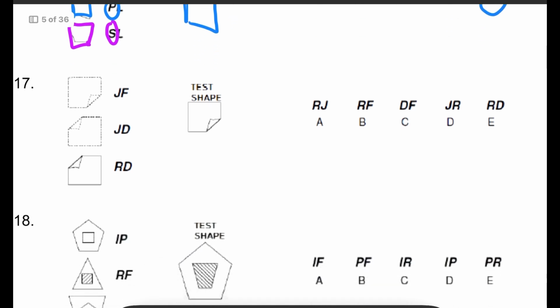Then on to question 17. So here, these two both have a J as the first letter, and they both have this dotted outline, whereas the test shape is a straight unbroken line, the same as this one. The first letter here was an R, the first letter here will also be an R.